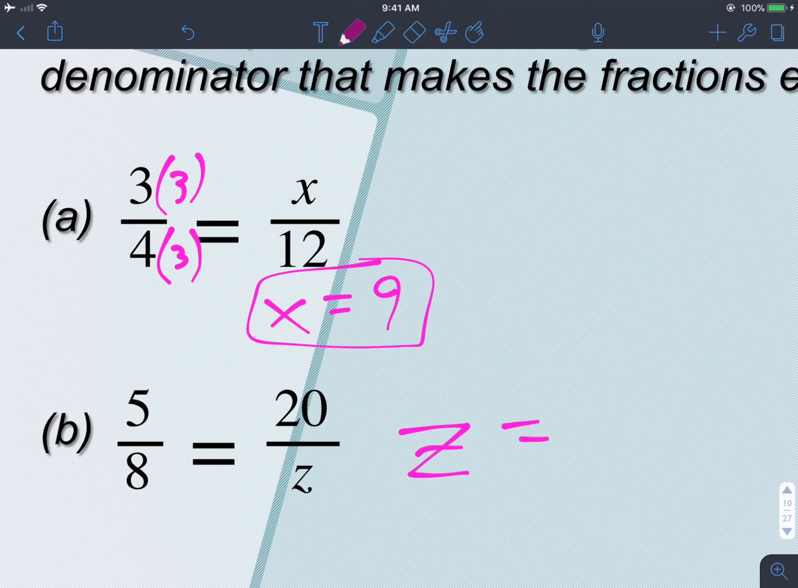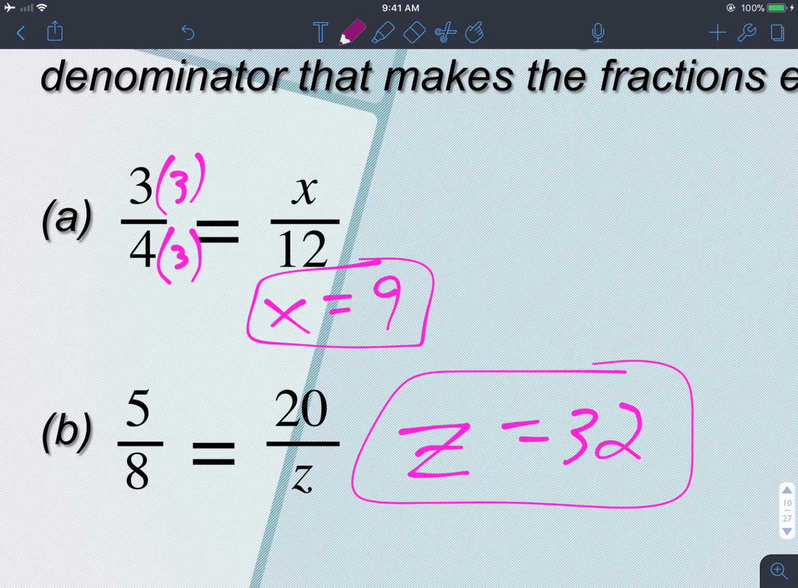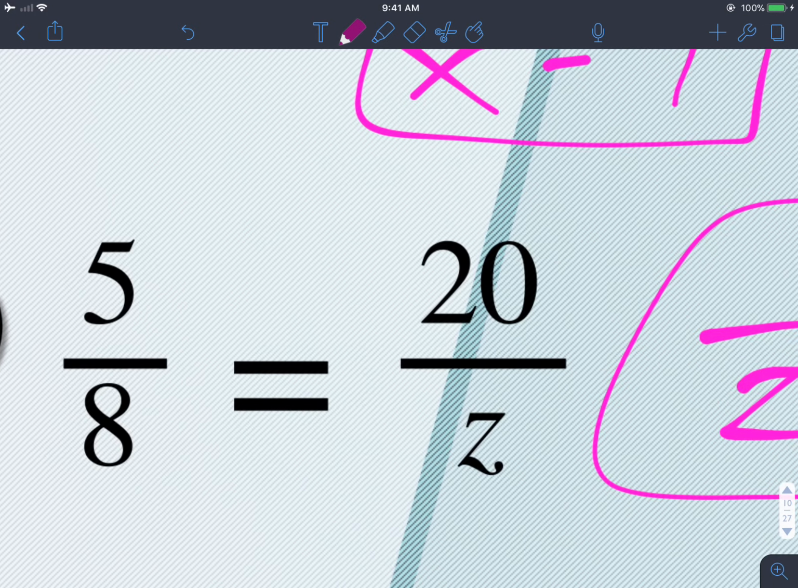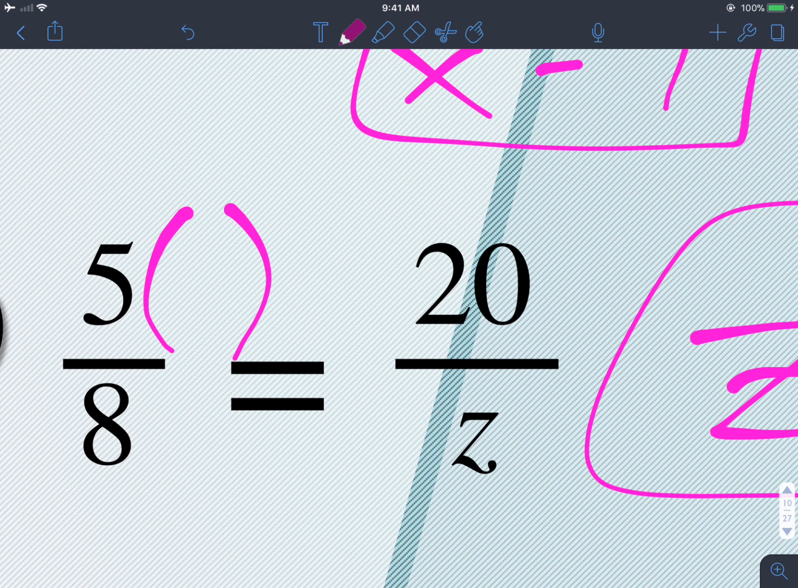Eight times what number? 5 times what number will give me, got it? 32. Yeah. So z is 32. My man. No good? Yeah, sure. If I multiply 5 times what number will give me 20? Yeah.